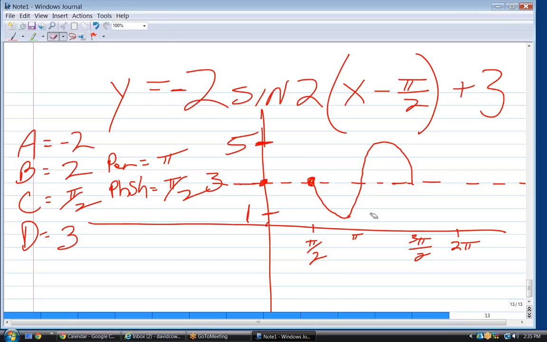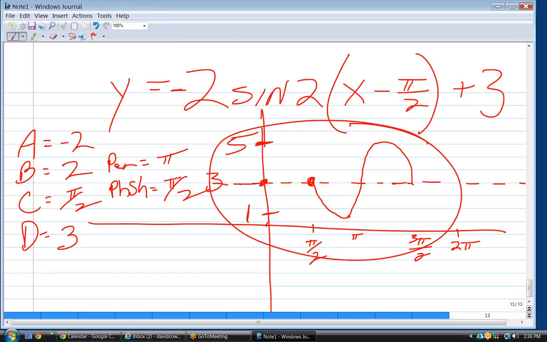That is a negative reflection with a period of pi, with a phase shift of pi over 2, and a vertical shift of 3. And that, I think, is the best way to do this type of problem. And of course, the other way you have to go is where they give you a curve and you have to come up with the formula. As long as you can do both of those processes, you're in good shape.